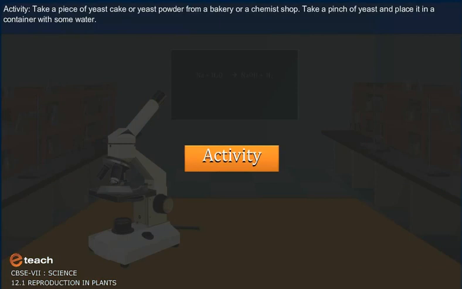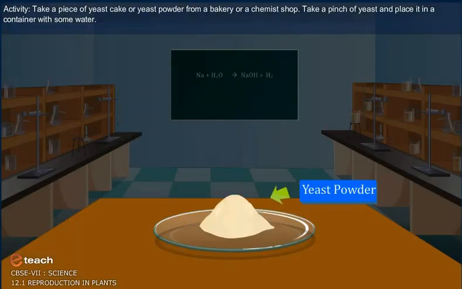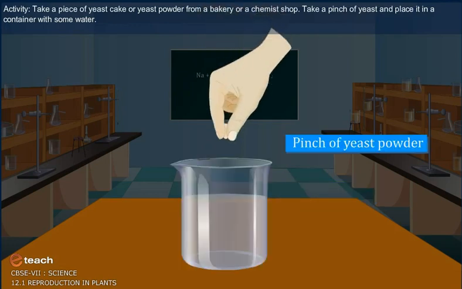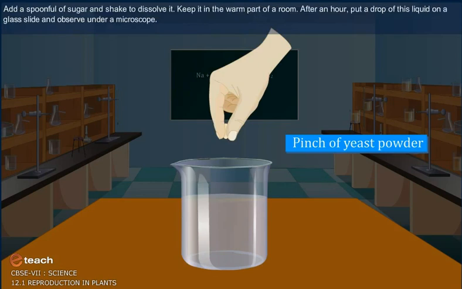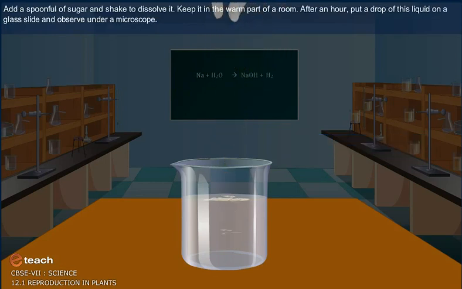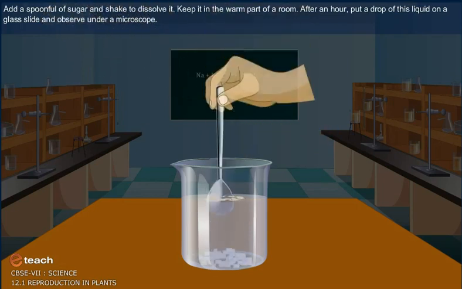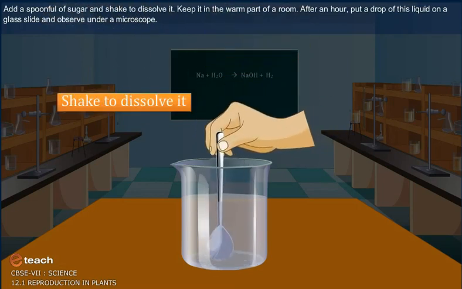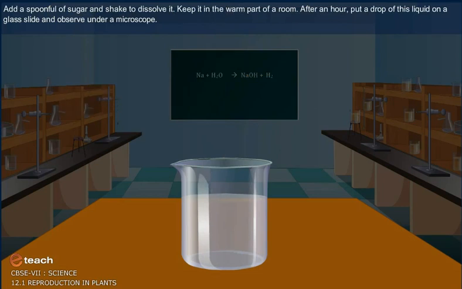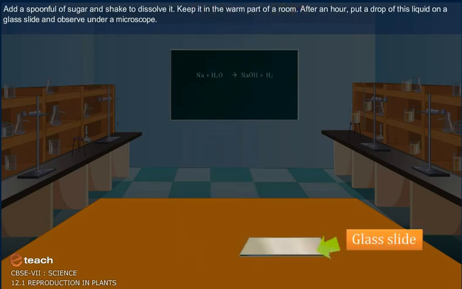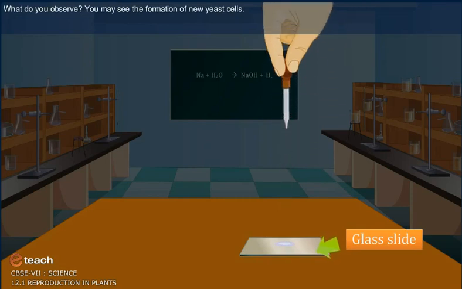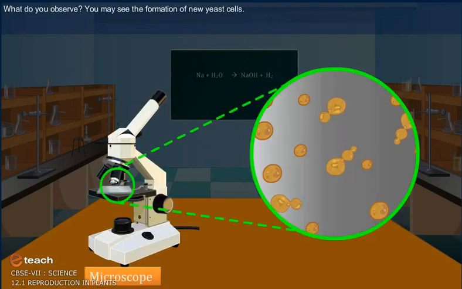Activity. Take a piece of yeast cake or yeast powder from a bakery or a chemist shop. Take a pinch of yeast and place it in a container with some water. Add a spoonful of sugar and shake to dissolve it. Keep it in the warm part of a room. After an hour, put a drop of this liquid on a glass slide and observe under a microscope. What do you observe? You may see the formation of new yeast cells.